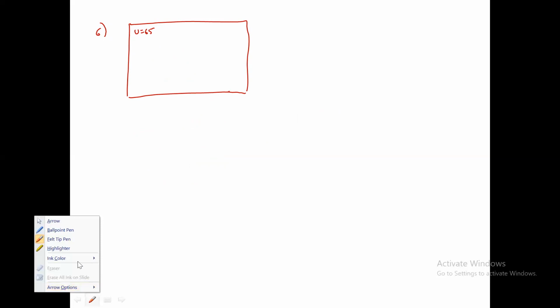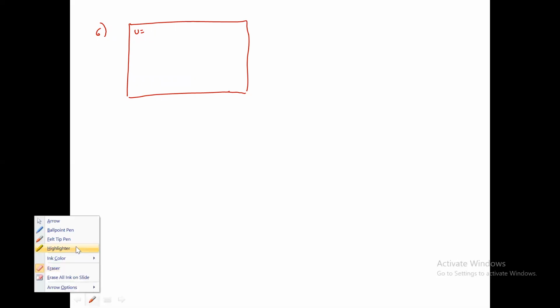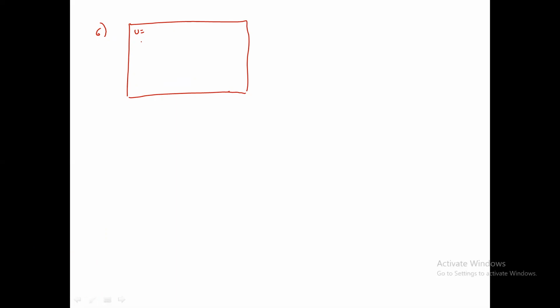Actually, by mistake, I have taken 7th question. So let me erase this. Question number 6. In a group of 70 people, so total 70 people are there. I am drawing a circle C. C means people who like coffee. So number of elements in the set C is 37.